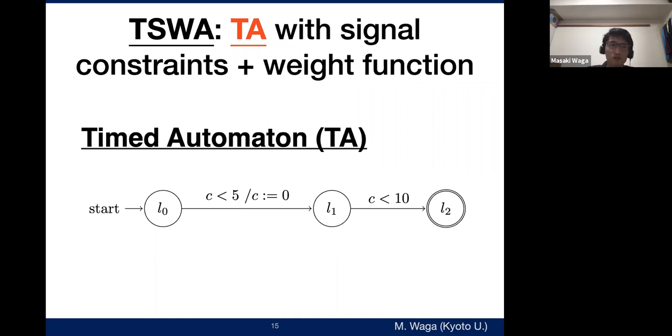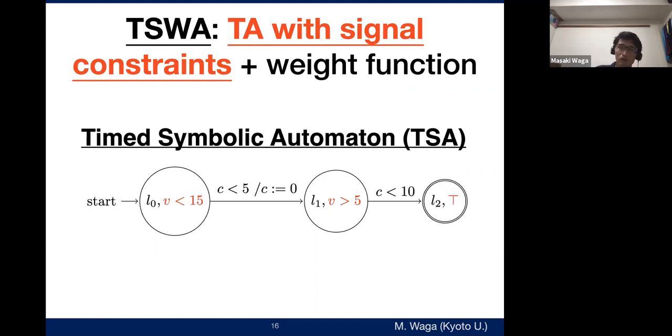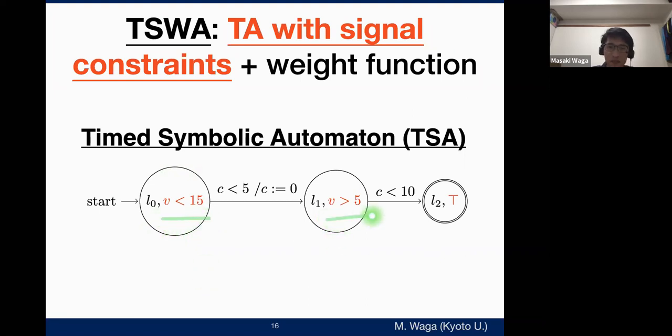And because we want to do monitoring of signals, we use such signal constraints. I mean, we use such labels on each location. And each label is a constraint on the signal values. So roughly speaking, when we are at this location, the signal value V must be smaller than 15. And it is similar for this one. And because we sometimes want to say that we don't care about the signal values, in that case, we write top here. And this is in general conjunctive constraints on these inequalities on the signal values.